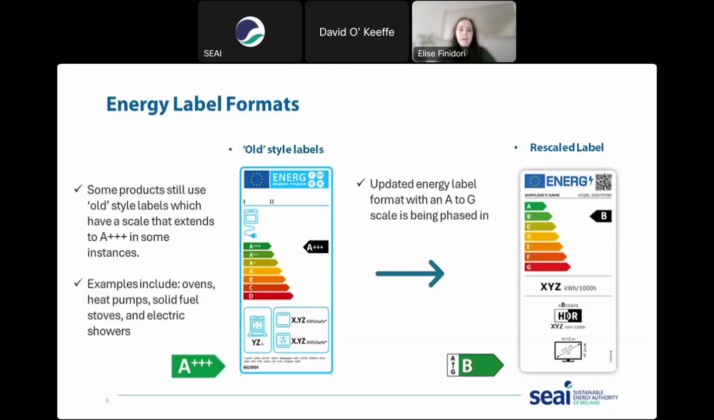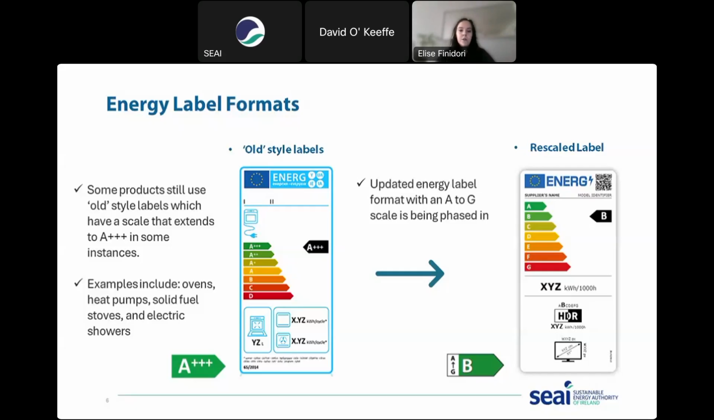In the meantime, just talking about the different label formats that you can see when you walk into a store or if you're browsing for products online. As you can see, there are two different styles of label. However, important to note that these labels contain the same information.